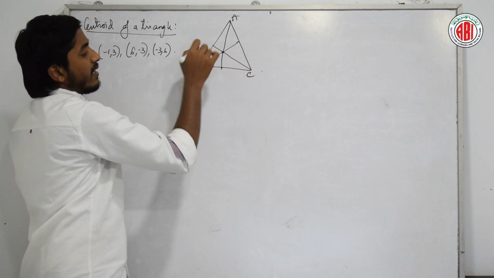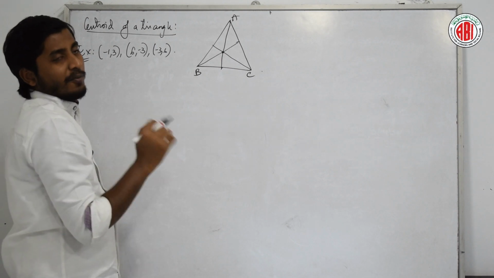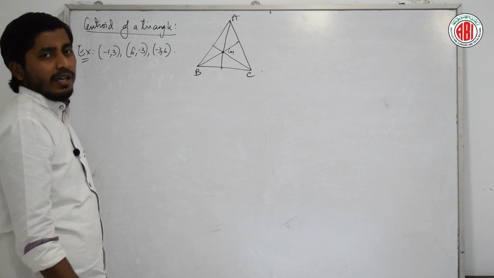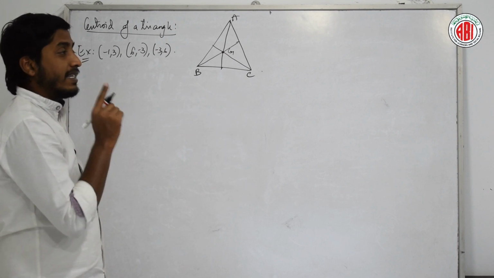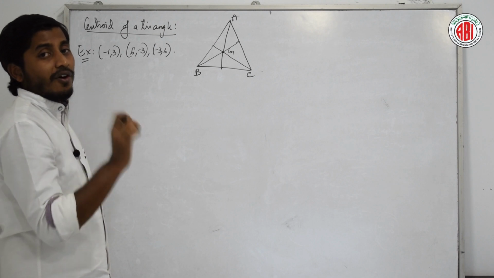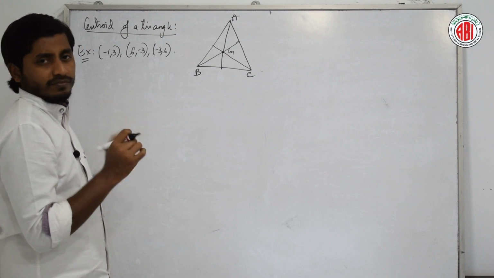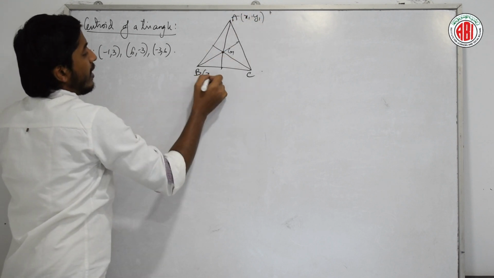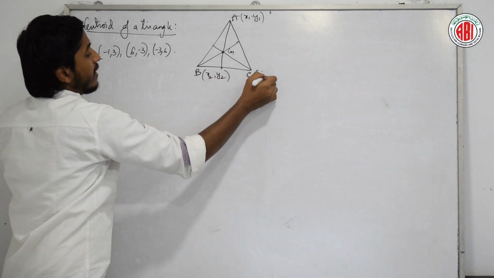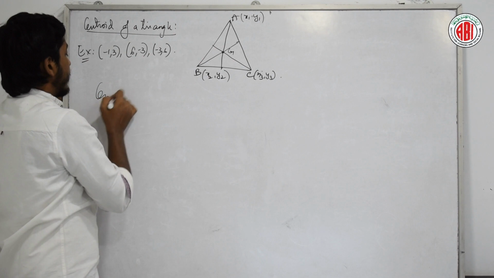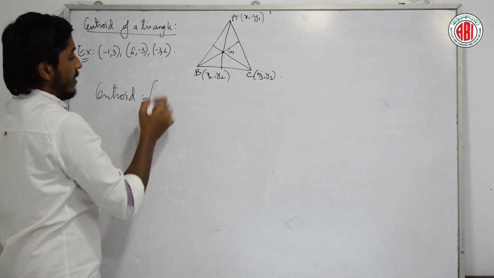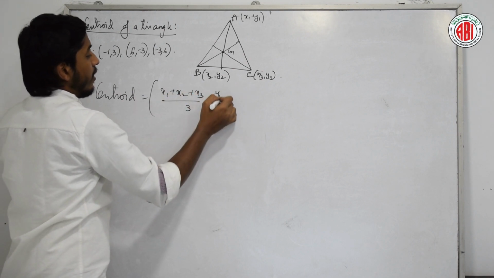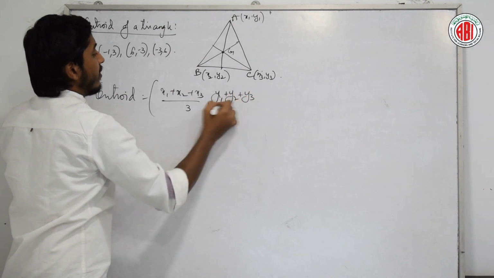Obviously, these medians will meet at a point. That point is called the centroid, which is usually denoted as G. Can we define it again? A centroid is defined as the point of intersection of medians in a triangle. What is its formula then? If A is x1, y1, B is x2, y2, C is x3, y3, then the centroid formula is x1 plus x2 plus x3 by 3, y1 plus y2 plus y3 by 3.